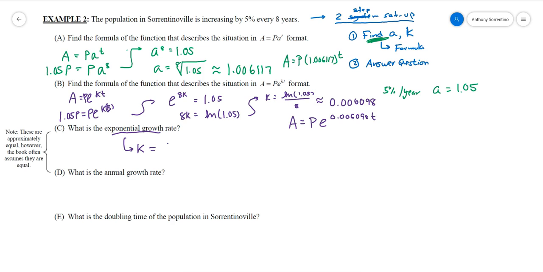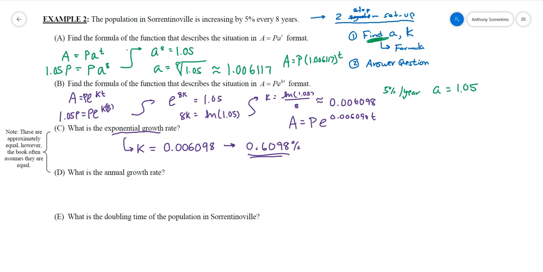And as we see here, that's 0.006098. And if I wanted to write that as a percentage, that would be 0.6098%. So that's how much your investment or this population is growing each year, or over a period of time. It's not actually per year. It's kind of hard to explain what the exponential growth rate is. It's not really an annual growth rate.